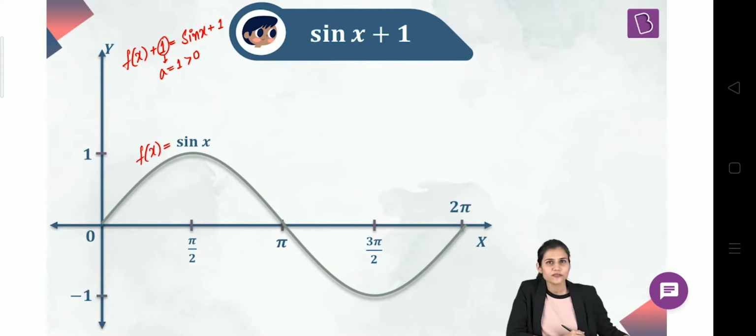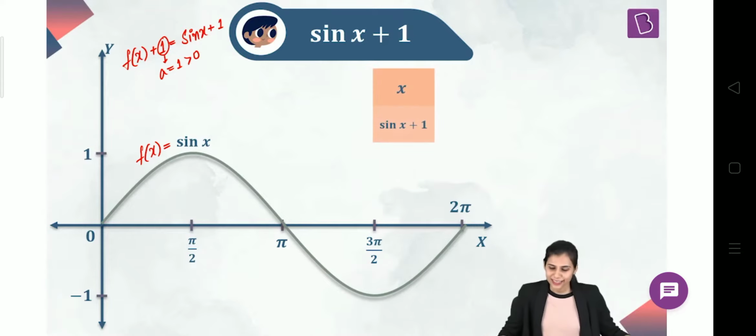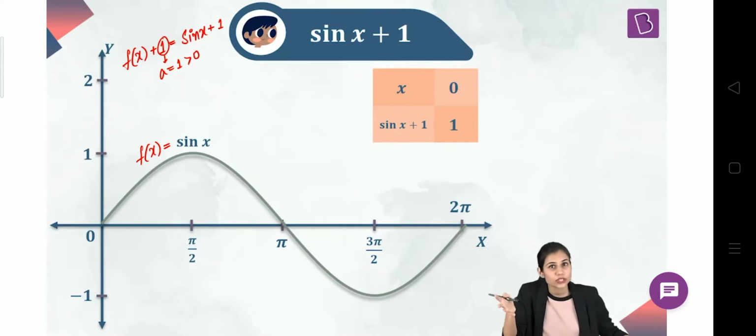To get this graph, for now, let me use the conventional approach. I'm going to plot a few points which lie on this graph, then join the points to get the graph. So let's begin. If I take x as 0, sin x plus 1 comes out to be sin 0 plus 1, which is 0 plus 1, which is 1, giving me the point (0, 1). Next, I take x as pi by 2. So sin x plus 1 comes out to be sin pi by 2 plus 1, which is 1 plus 1, which is 2. Next, I take x as pi, so sin x plus 1 becomes sin pi plus 1, which is 0 plus 1, that is 1.